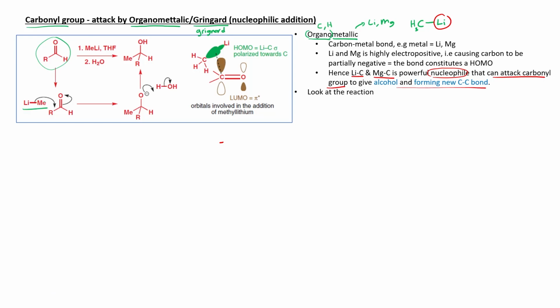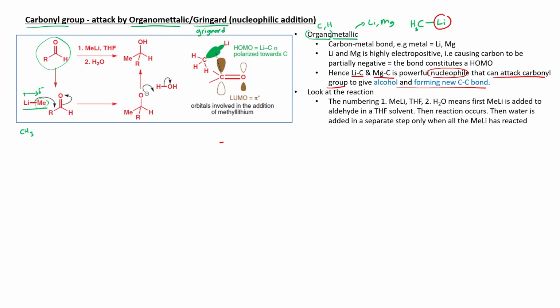Because of this metal, remember this is CH3, metal lithium. So the metal is organometallic. This gives a partial negative to the carbon, so it will be ready to donate its electron. So this organometallic becomes the nucleophile, and this becomes the electrophile. So they will attack each other.